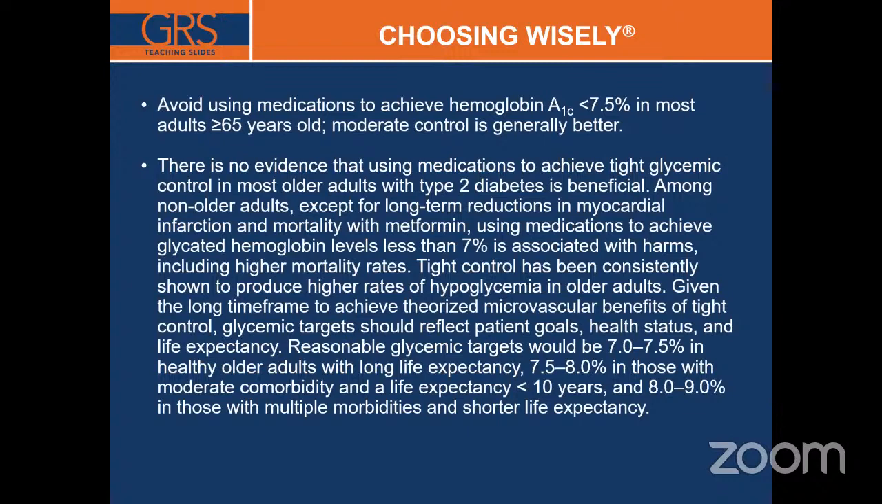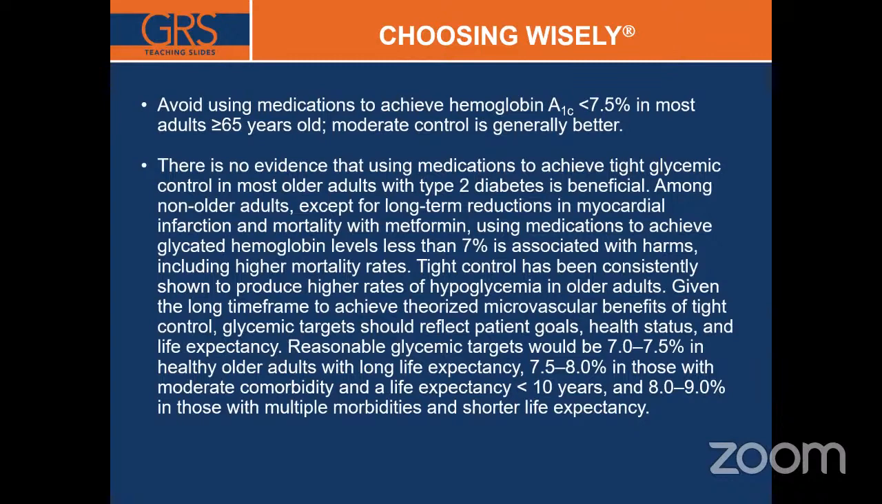How to choose wisely. Now, we do have to avoid using medications to achieve a hemoglobin A1c less than 7.5% in most adults who are 65 years old or older. Moderate control is generally better.